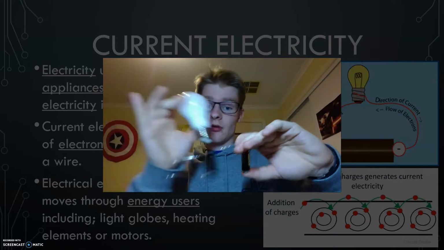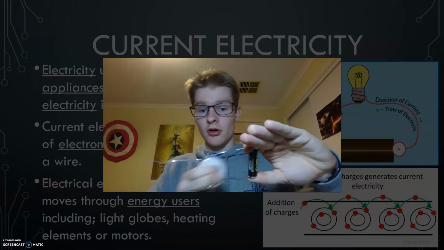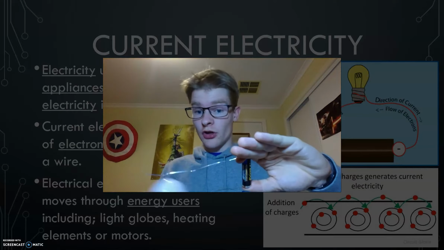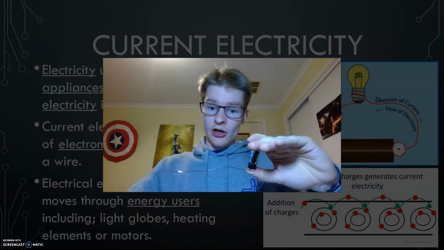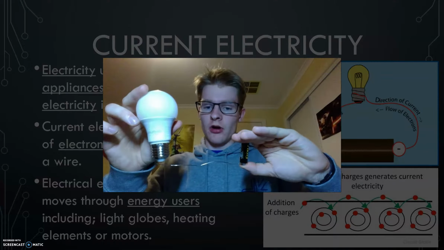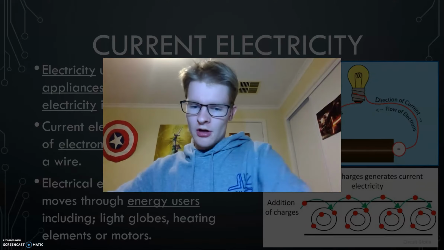And if this was wired up the correct way, we would actually see the light bulb light up, because I've now created a circuit which electrons can move through. Electrons cannot move through a one-way connection. That's not how current electricity works.